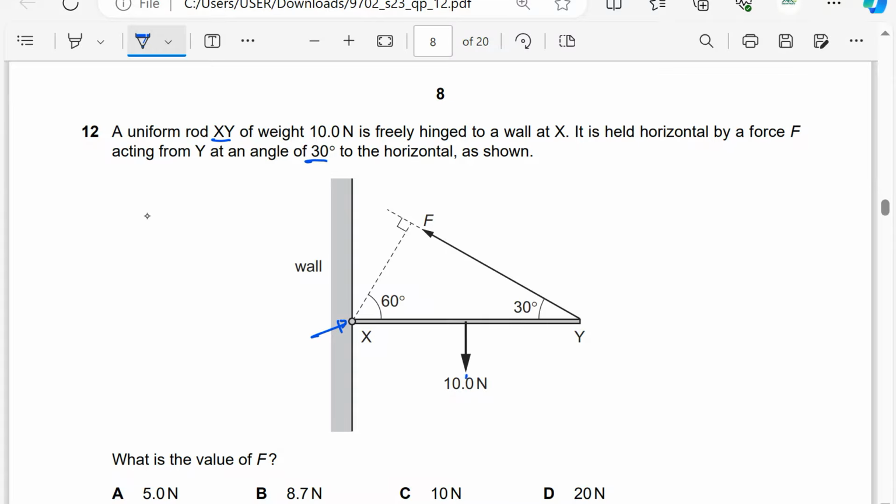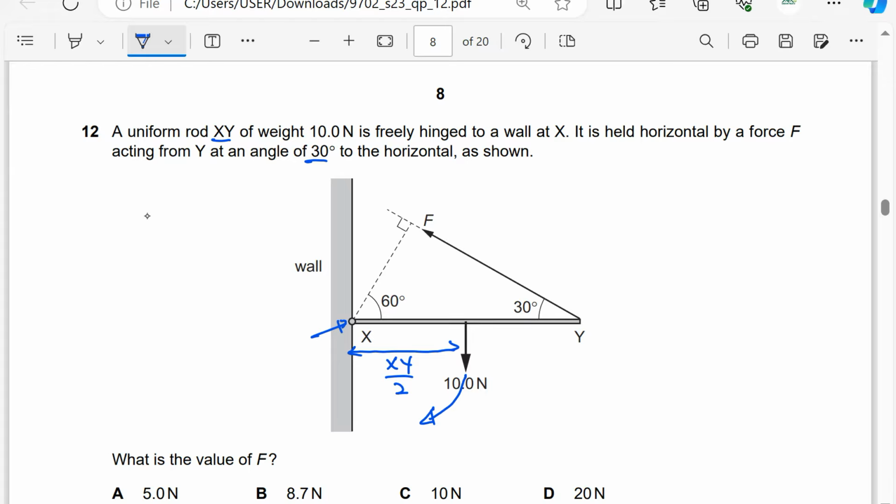The weight will cause a clockwise moment. F will cause an anti-clockwise moment. Since the beam is horizontal, it is in equilibrium, so the resultant moment should be zero. That is, the sum of clockwise moments should be equal to the sum of anti-clockwise moments. Because it's a uniform beam, its weight is at the midpoint, so this distance is going to be XY divided by 2.